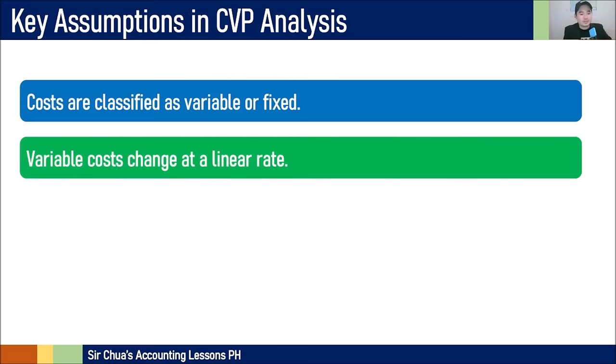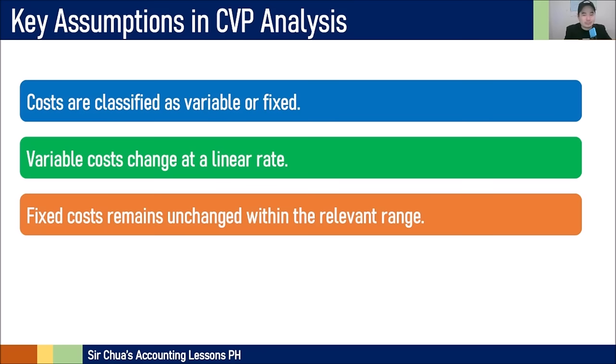Variable cost change at a linear rate. So, kumbaga in rough, straight line lang siya. Ganun naman po talaga ang nature ng variable cost, di ba? Habang tumataas ang sales mo, variable cost mo tataas din. Okay? So, ganun po. Fixed cost remains unchanged, syempre within the relevant range, no? As long as we are within the relevant range, fixed cost mo constant 'yan.